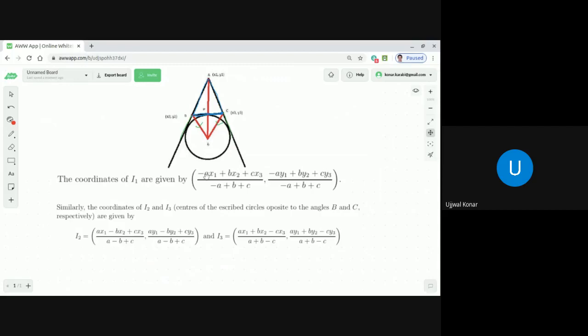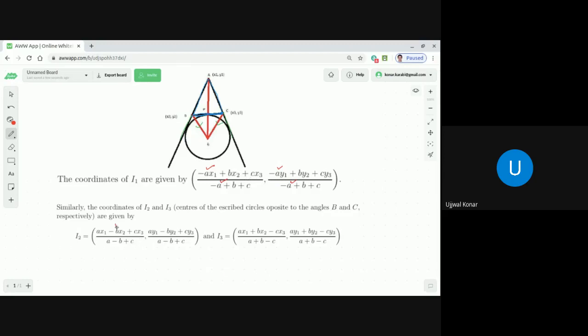For I1, which is the excenter of the escribed circle opposite to the angle A, side a was negative. You see, side a was negative, means there is a minus sign related to the side a. Here also, here also, here also. So the moment we shift from I1 to I2, that is, shift our discussion to find the coordinates of the point I2, then what will happen? B should be negative and A and C should be positive.